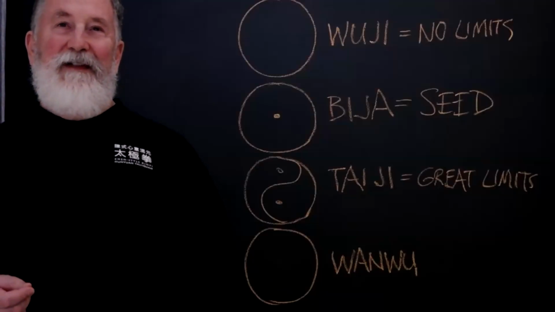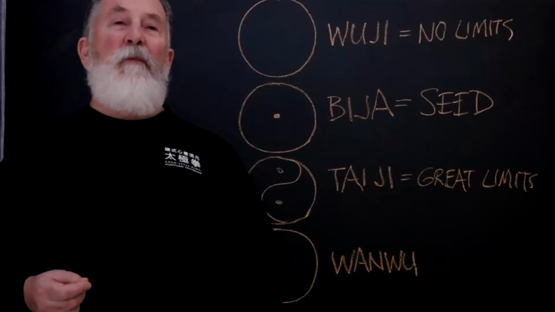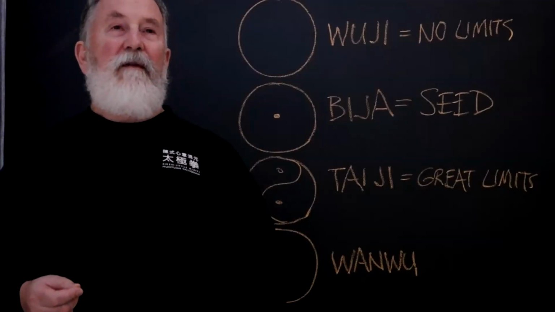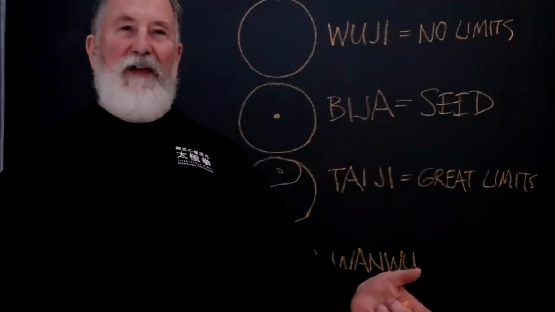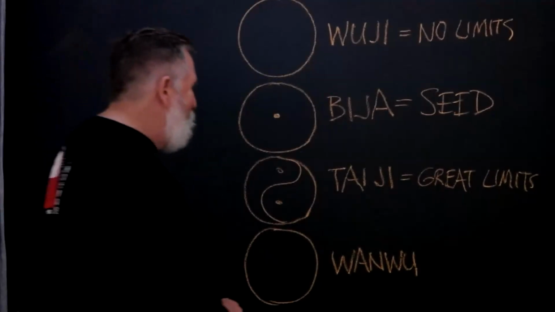Yeah, Kevin. Oh. You want me to tell what it is? Sure. It's actually the 10,000 things, right? Wan Wu means literally 10,000. And that's a poetic metaphor for the world around us. It's just full of 10,000 things. And I just have a question about the dots in the Tai Chi symbol. Yeah. Are those seeds as well?